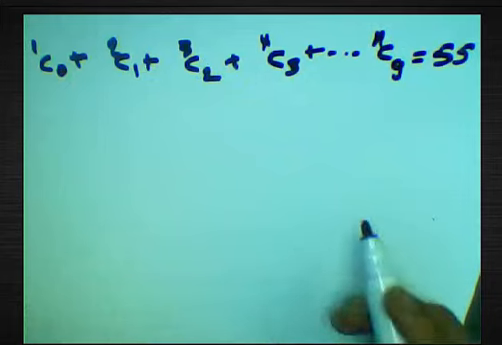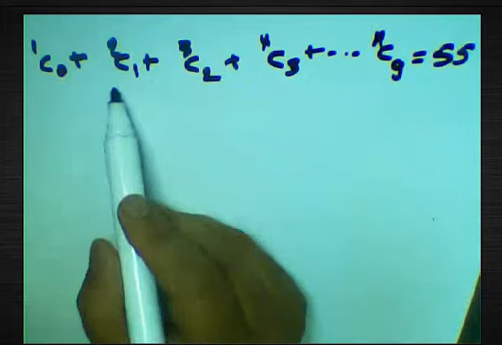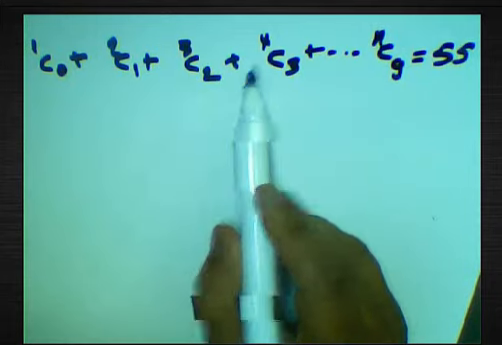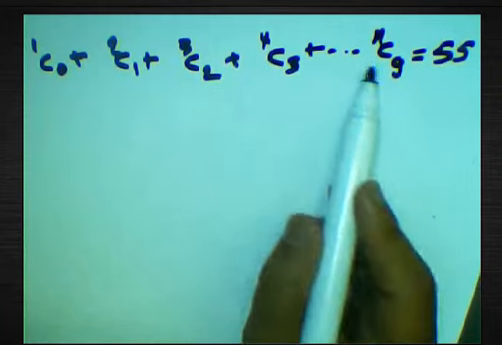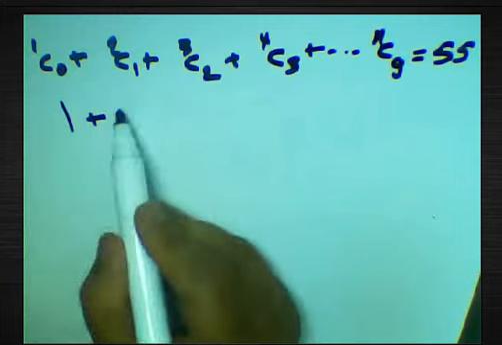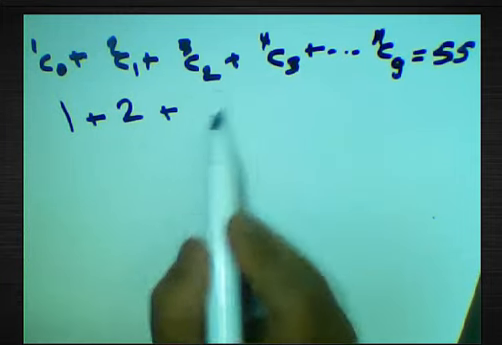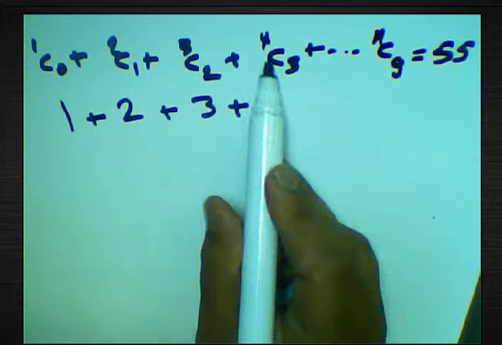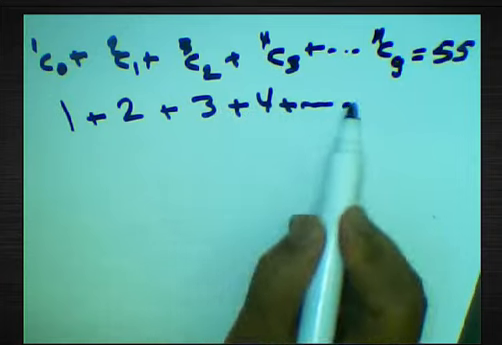Prove that 1 combination 0 plus 2 combination 2 plus 3 combination 2 plus 4 combination 3 and so on plus 10 combination 9 equals 55. We can find the result about 1. It will be 1 and it will be 2. And 3 combination 2 equals 3, and 4 combination 3 equals 4, and so on.